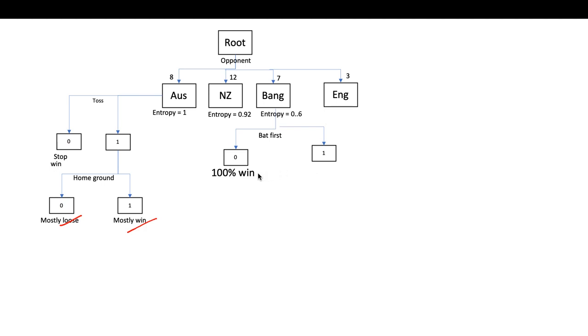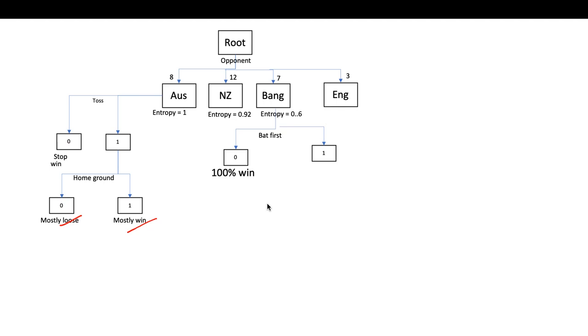So this is how you can continue to build a tree. There are various stopping criteria. One is that all the examples are of the same class, the same factor that you are trying to predict. Or you can choose a depth of the tree at which to stop, or you stop when all the divisions are exhausted.